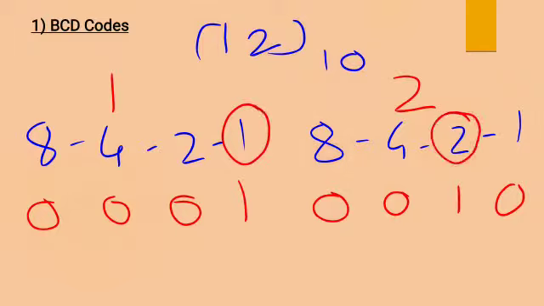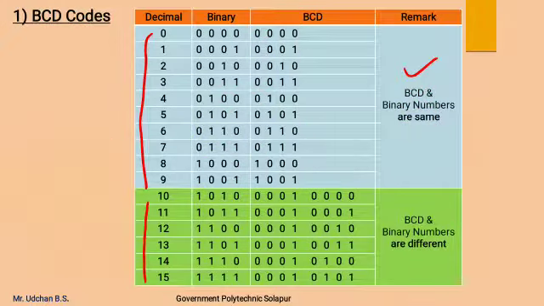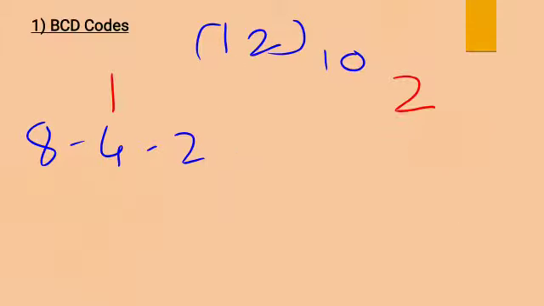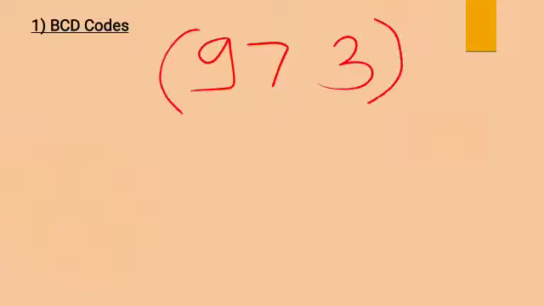This is how we can write a BCD code for each of the digits in a given decimal number. The same conversions you can see in this table from 0 to 15 numbers. Now suppose we want to write a BCD code for 973, which is a decimal number.